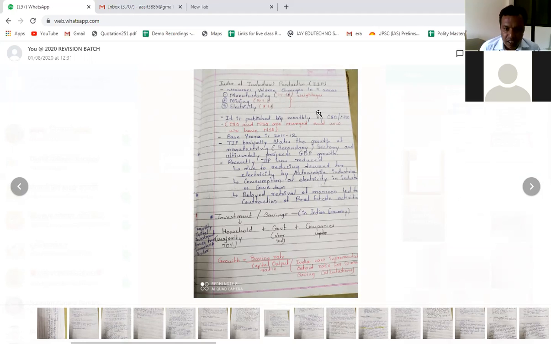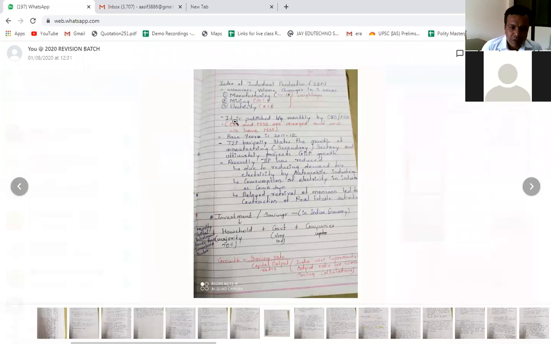Here we can see that maximum weightage is given to manufacturing, that is 77%, 14% weightage is given to mining, and electricity is given 8%. On this basis, whether industrial production is increasing or decreasing is decided. That is what is called the IIP.